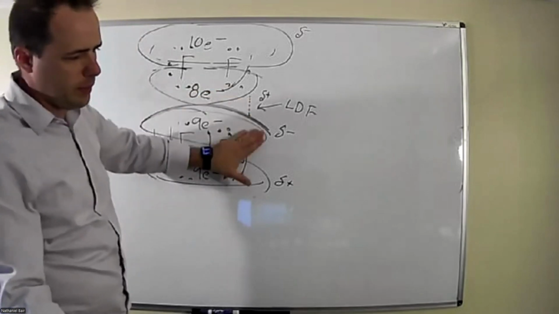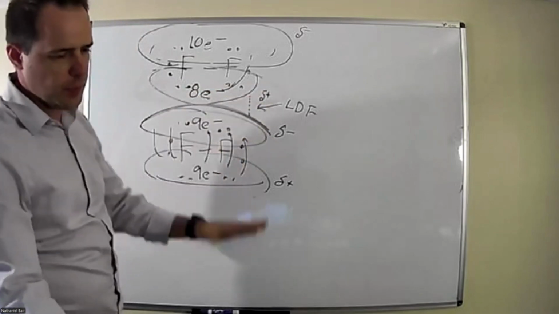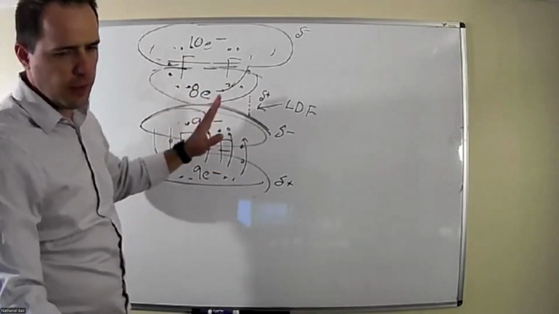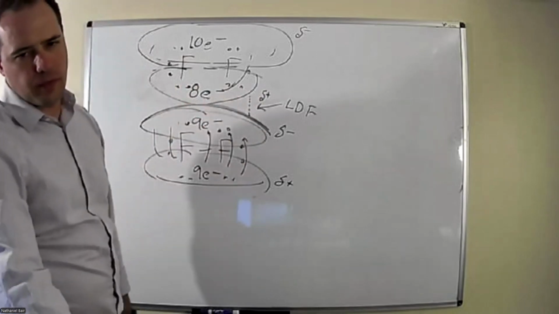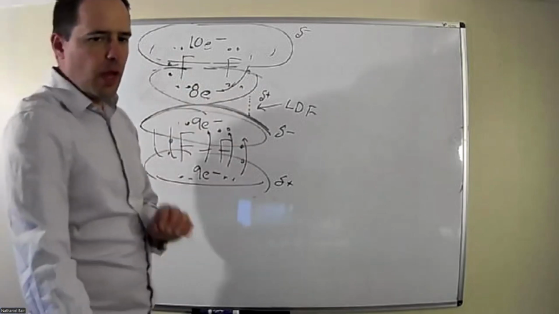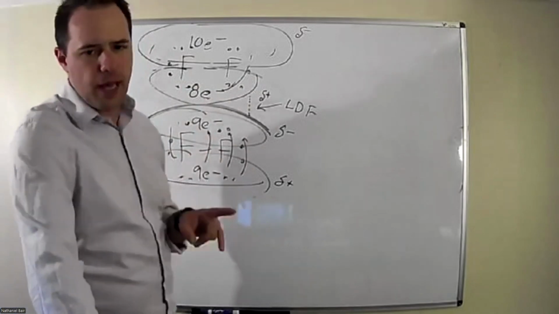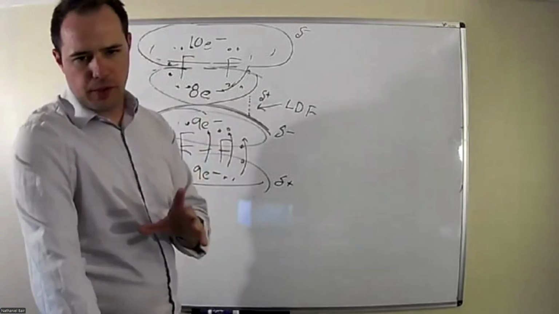And for a billionth of a second, you get a partially negative and a partially positive next to each other in space. They have a small attraction to one another. That is the London dispersion force or Van der Waals interaction. Now, how can you increase the likelihood of this happening? The answer: bigger electron clouds.